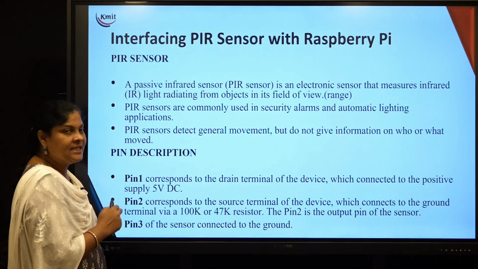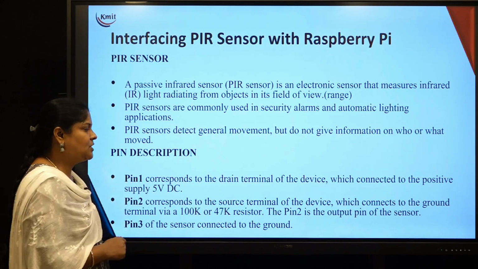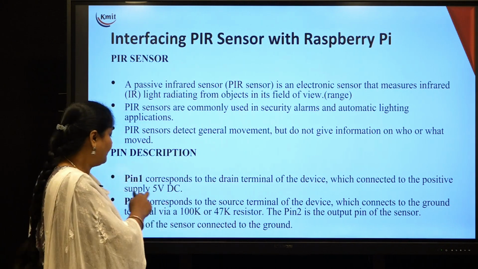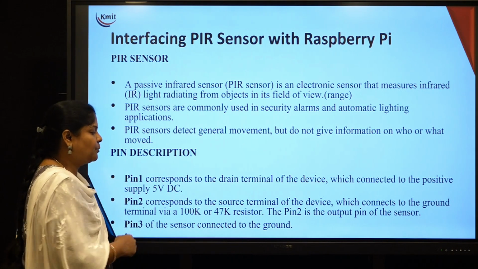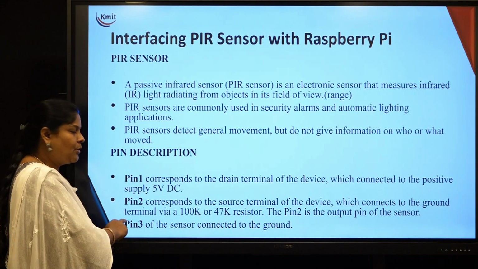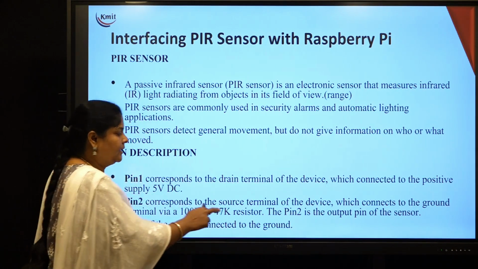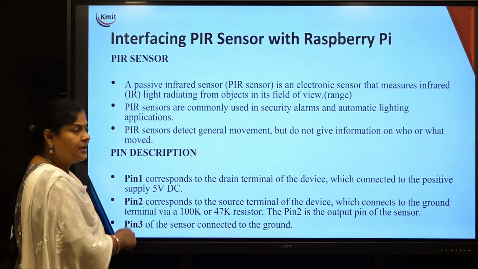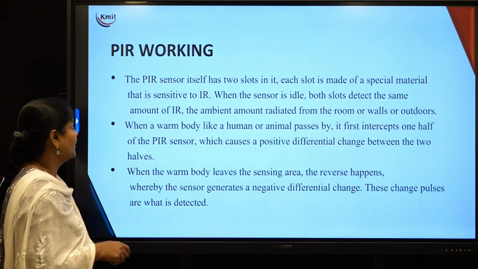Then the PIR description. The PIR sensor consists of 3 pins. Pin 1 corresponds to the drain terminal of the device, which connects to the power supply, that is 5 volts. Next, pin 2 corresponds to the source terminal of the device, which connects to the ground terminal via a 100K or 47K resistor. Pin 2 is the output pin of the sensor. This is the pin where you are going to get the output. Then pin 3 of the sensor is connected to the ground.